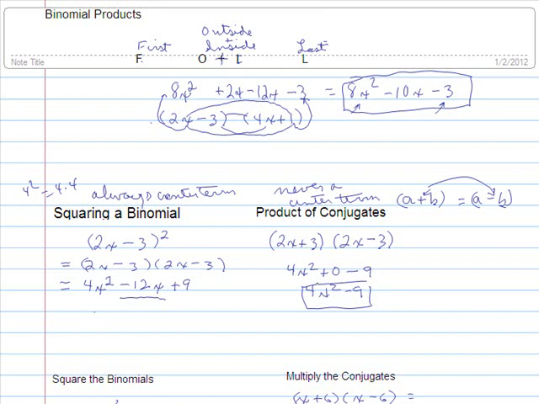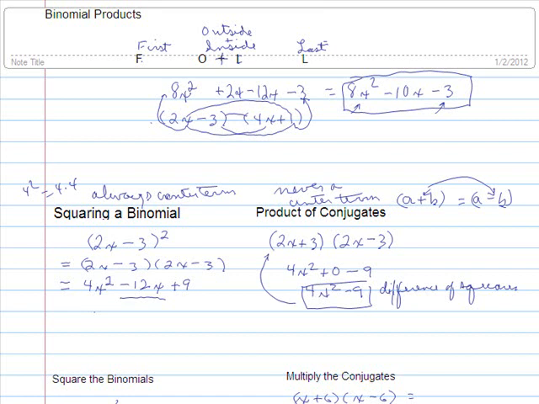So when you see something like this, which is a difference of two squares, and by the way, that's a special name we give it, we call such a product a difference of squares. Because 4x squared is the square of 2x, and 9 is the square of 3. Anytime you see a difference of squares, that will always factor into a product of conjugates.